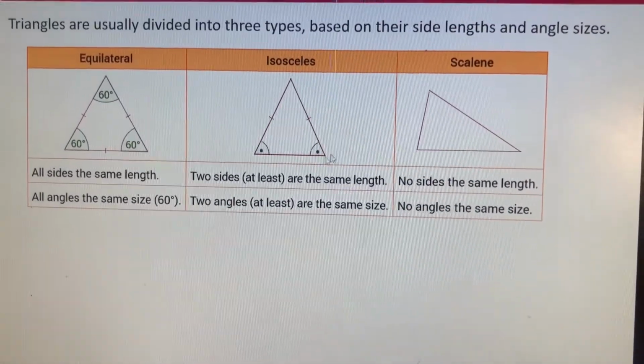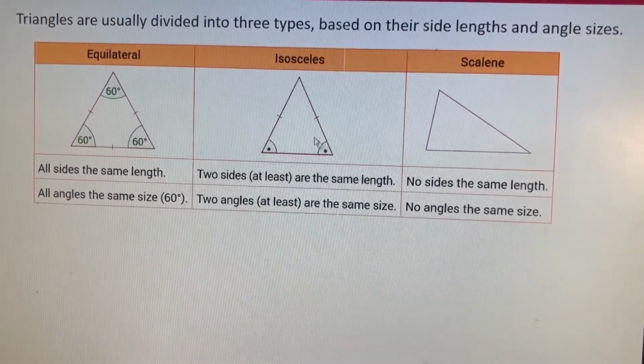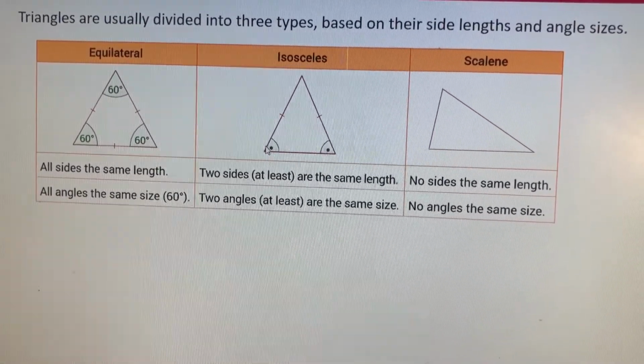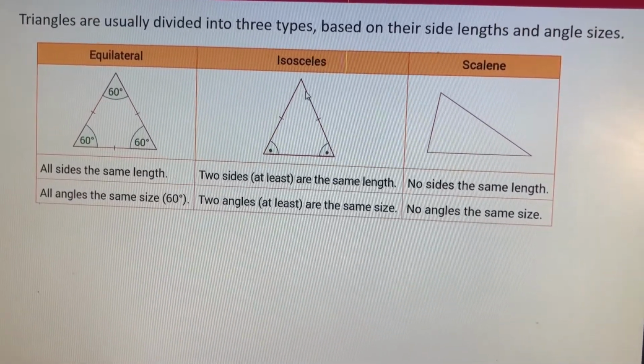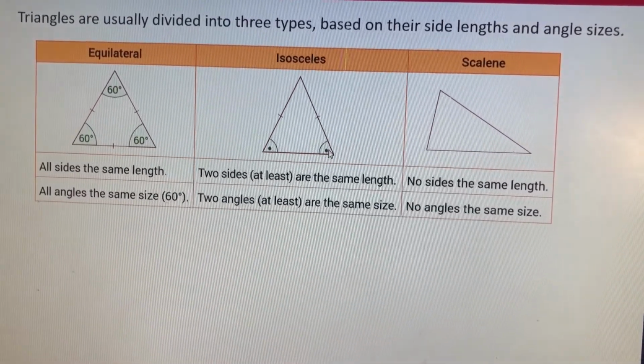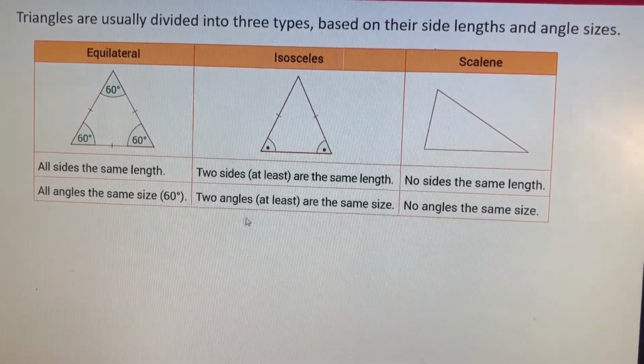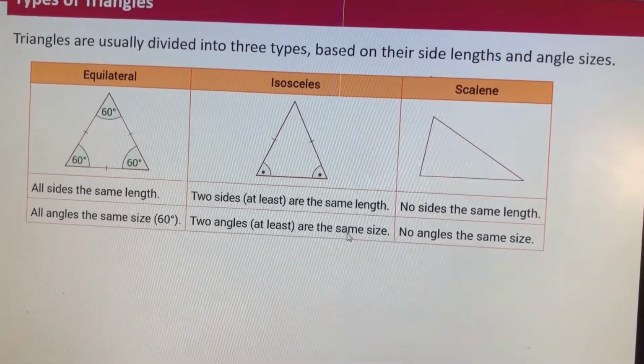So look, here's our isosceles. Two sides are equal, and at the bottom of those equal sides, so not the angle where the two of them touch, they are equal as well. So two sides are the same length and two angles are the same.